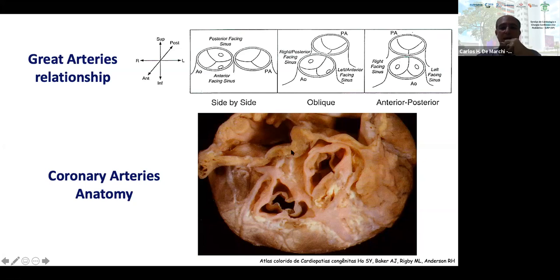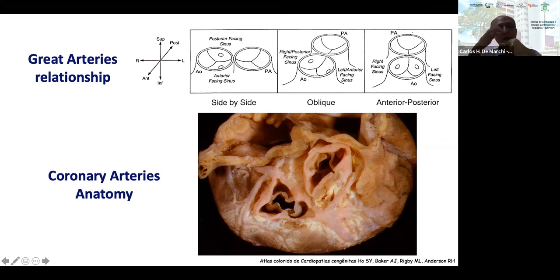Like you see in this anatomic specimen, you see the aorta, the right coronary artery on this right facing sinus, and the left coronary artery from the left facing sinus, and the pulmonary artery with the valves, in this oblique position. It's the most common case. But we have cases where the arteries are side by side, and cases where they are anterior or posterior.